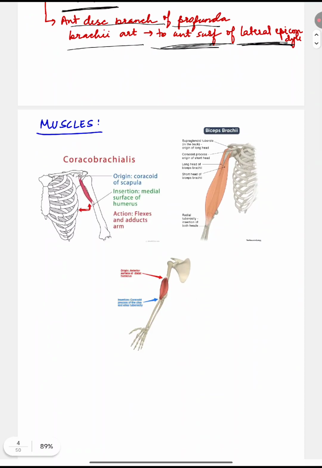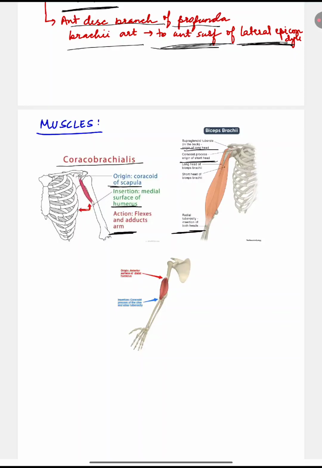The muscle is the coracobrachialis muscle. Its origin is the coracoid process of the scapula. Insertion is the medial surface of the humerus. And action is flexion and adduction of the arm. Second is the biceps brachii muscle. Its origin: the long head of the biceps brachii is from the supraglenoid tubercle. Next is the coracoid process, which is the short head, and insertion is the radial tuberosity.